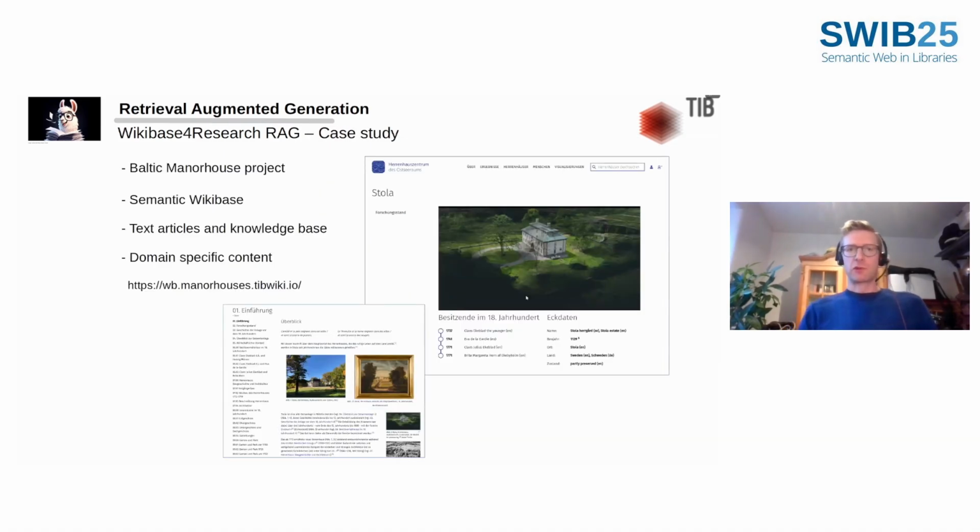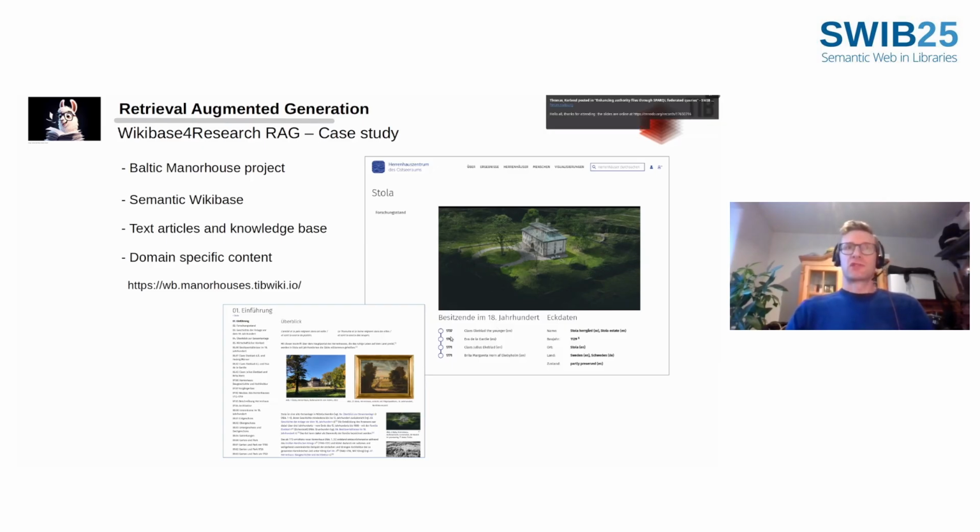And as a first use case or case study, we used one of our research projects. It's called Manor Houses of the Baltic Sea Region. So it's about manor houses. We have a few thousand entries of manor houses, and a few dozen of them are enriched with also articles. So we have a Wikibase with a lot of information about all the buildings, about owners, about the state of the buildings. And also we have a lot of unstructured texts written by the researchers about all these houses.